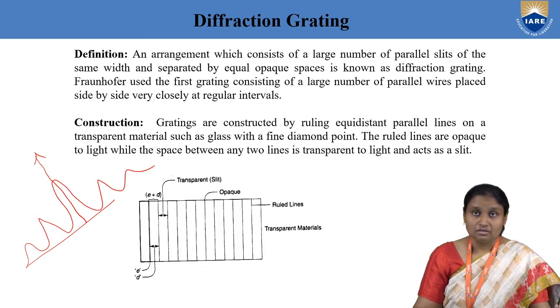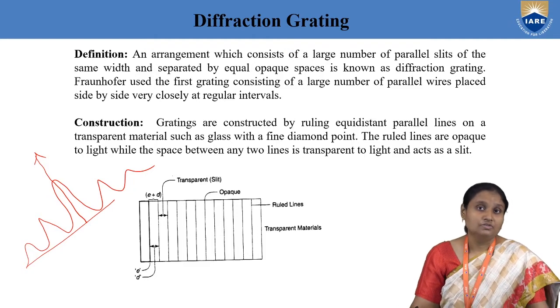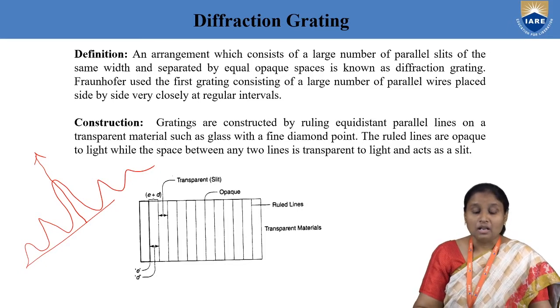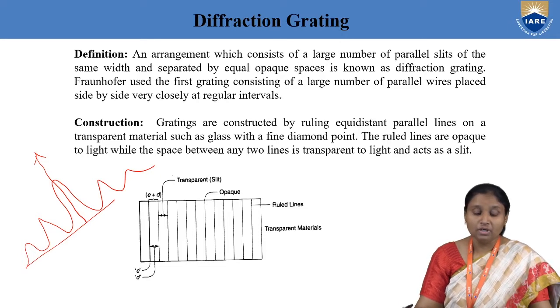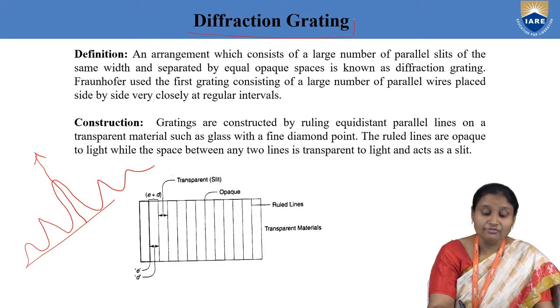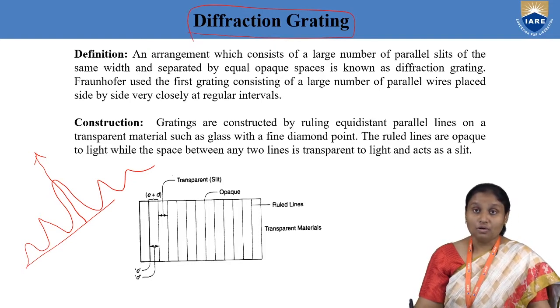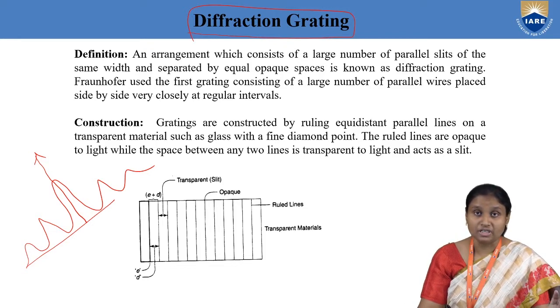Now today we are going to discuss what type of pattern will be recorded on the screen because of Fraunhofer diffraction from a large number of slits. What happens if I keep many slits in front of a plane wavefront? That we are going to discuss now. But before that, we should get familiar with one important term, called the diffraction grating. This is also called a plane transmission grating. But first we'll see what a diffraction grating is.